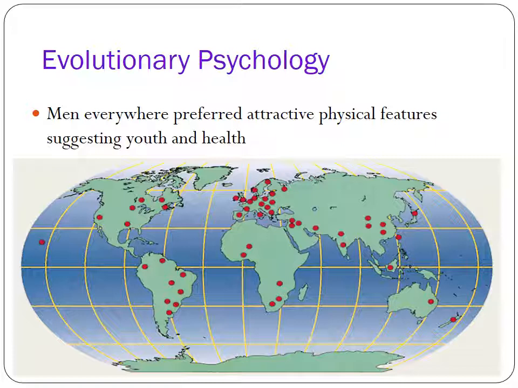Evolutionary psychology will also look at some things like what we find for reproductive desirability. So men everywhere prefer attractive physical features suggesting youth and health, which will explain the next one. Now notice this is global. It's not looking at the United States. It's looking everywhere. Every culture, everywhere, youth and health.